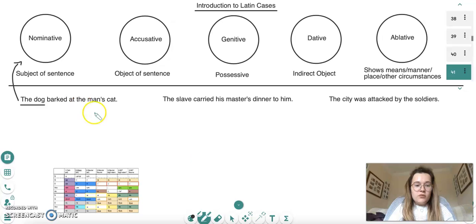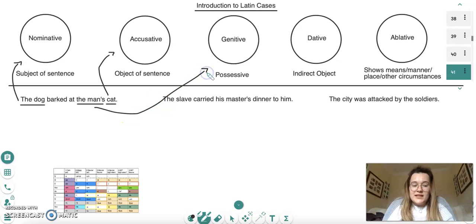You've then got the dog barked at the man's cat. So the man's, as you can see, we've got an apostrophe here, and we know that that's a possessive apostrophe in English. So if we flip the sentence slightly so that it's the dog barked at the cat of the man, it starts to become easier to understand that the cat is the object of the sentence and the man is in the genitive. That's the possessive because he is the one that possesses the cat, and the cat is the direct object of the verb.